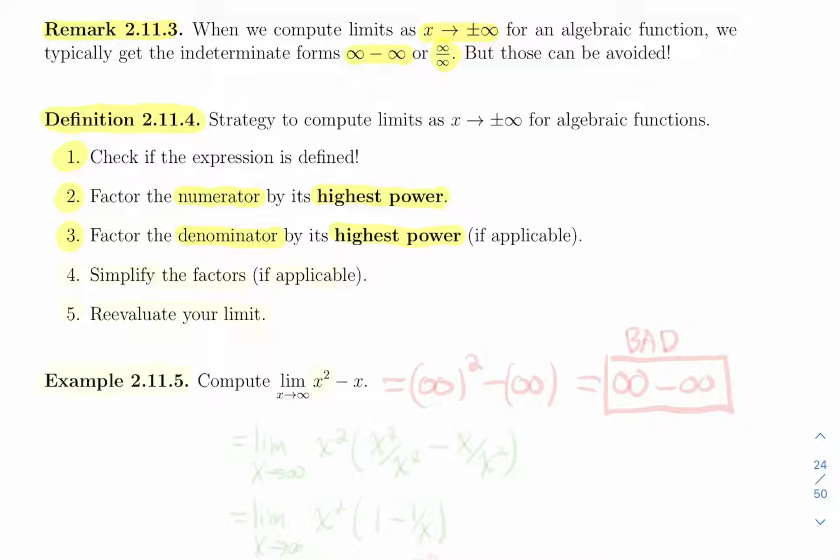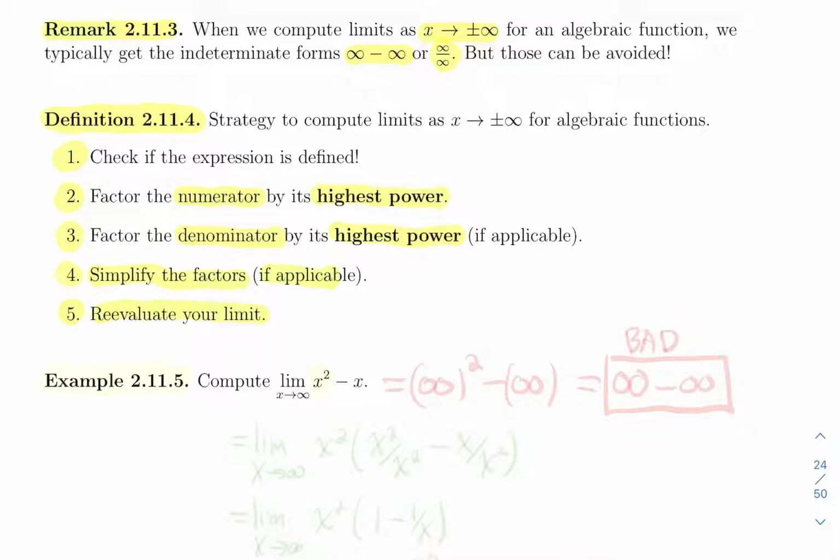And then after you factor these two terms, if there are two of them, you simplify, of course, if applicable, because if you only have a numerator or a polynomial, you won't have anything to simplify. And then you reevaluate the limit. And the beautiful thing here is every time that you do that, if you have a limit going to plus or minus infinity, and you factor out the highest power of the numerator and the highest power of the denominator, you simplify and you reevaluate by replacing x by infinity or minus infinity. By using the basic limit laws, you will always find the answer, no problem whatsoever.